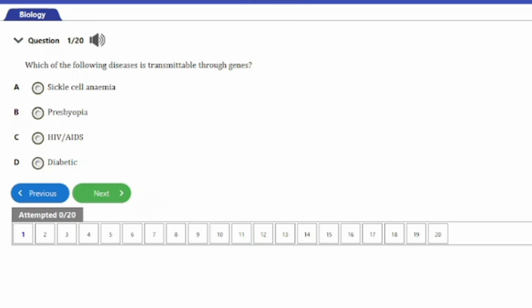A. Sickle cell anemia. B. Presbyopia. C. HIV/AIDS. D. Diabetic. So guys, the answer to this question is option A, that's sickle cell anemia. So that's it for that question. Let's go ahead and check out the next question.